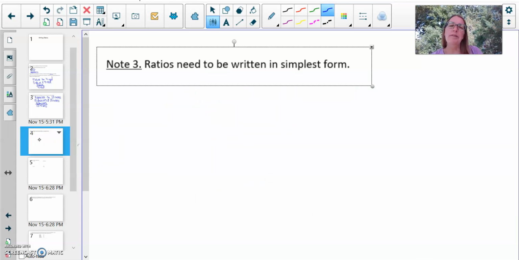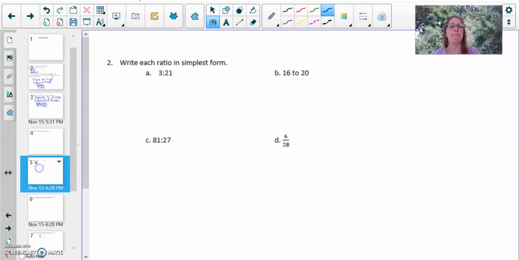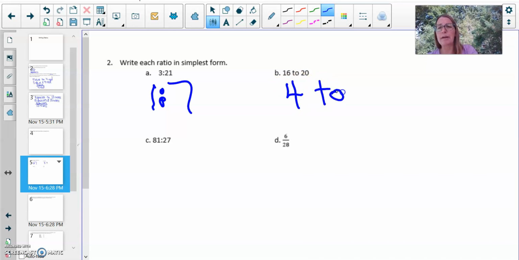If it's possible to simplify a ratio, which means reduce it, we need to. So ratios need to be written in simplest form. So write each ratio in simplest form, 3 to 21. Each part of this ratio can be divided by 3, so it's very similar to reducing a fraction. So if we take that common factor of 3 out of each part of the ratio, this reduces to 1 to 7. 16 to 20 can be reduced by a factor of 4, so it would simplify to 4 to 5.